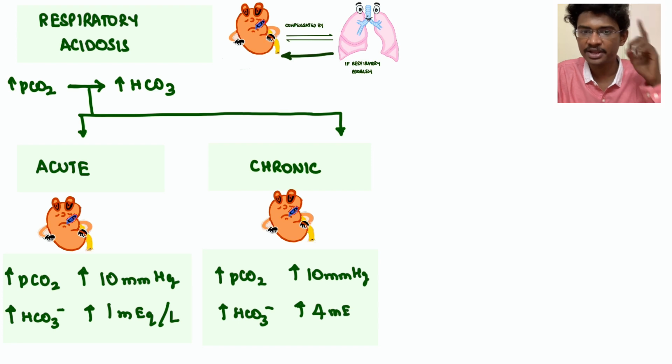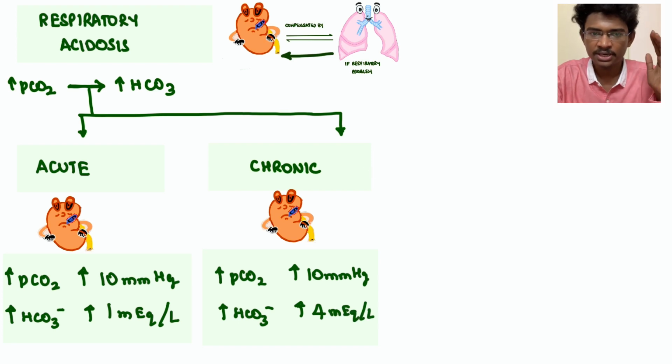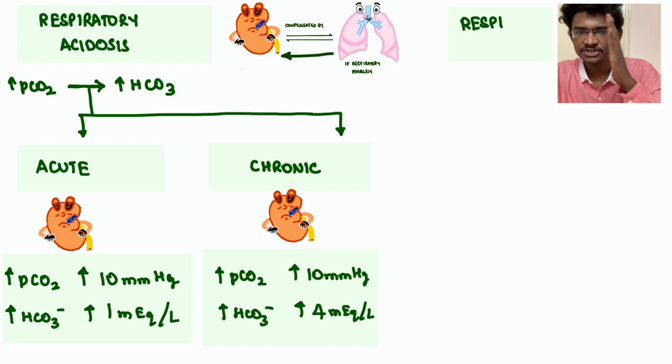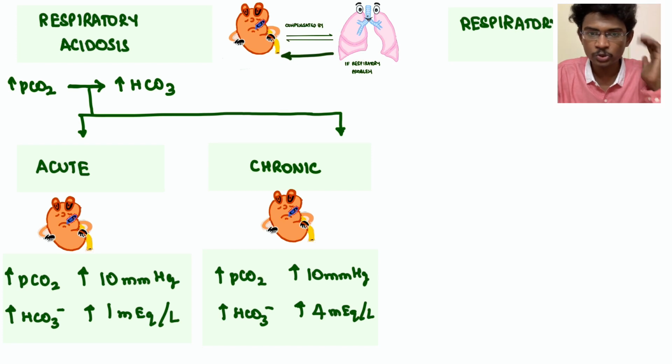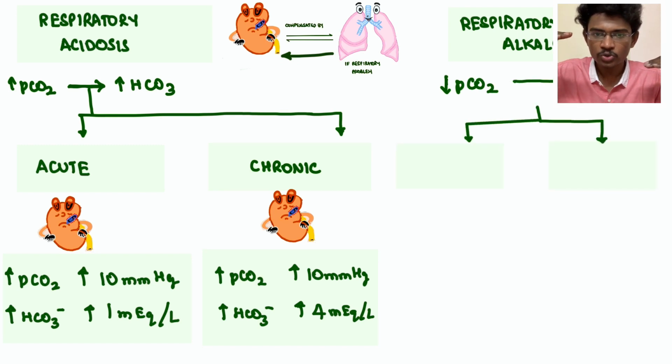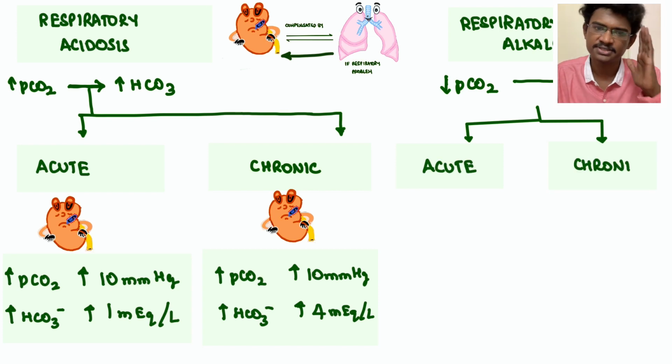Next is respiratory alkalosis. Here, same, acute as well as chronic states. In acute state, for every 10 millimeter mercury PCO2 decrease, there will be 2 units decrease of bicarb. In chronic states, same, 4.